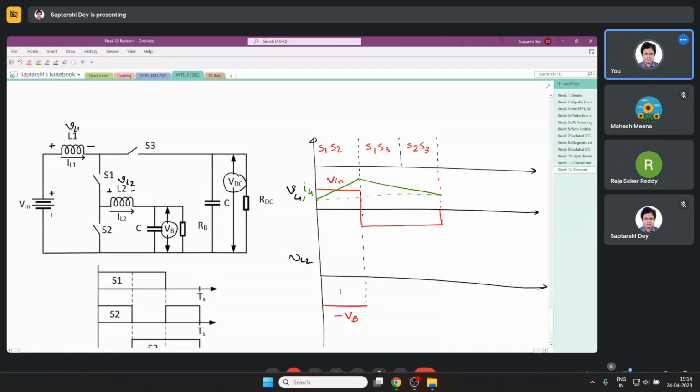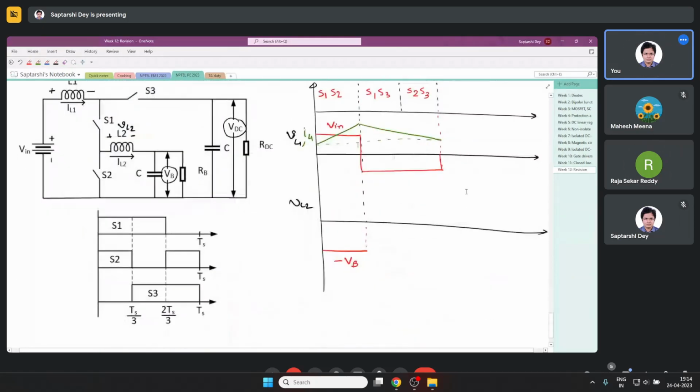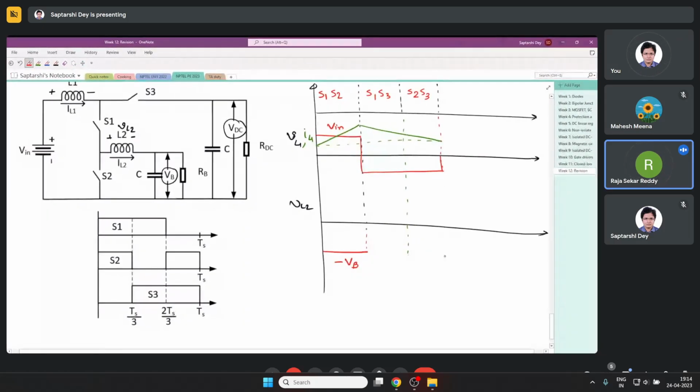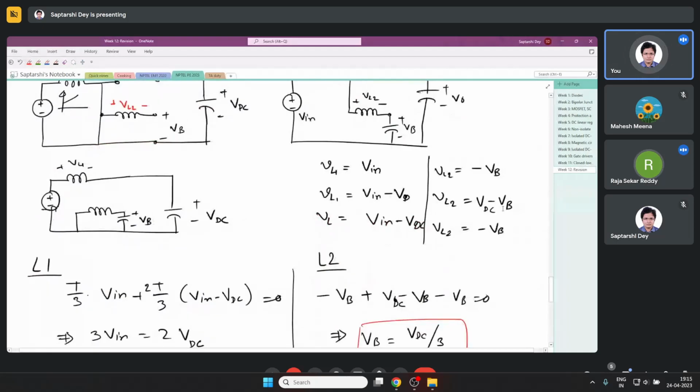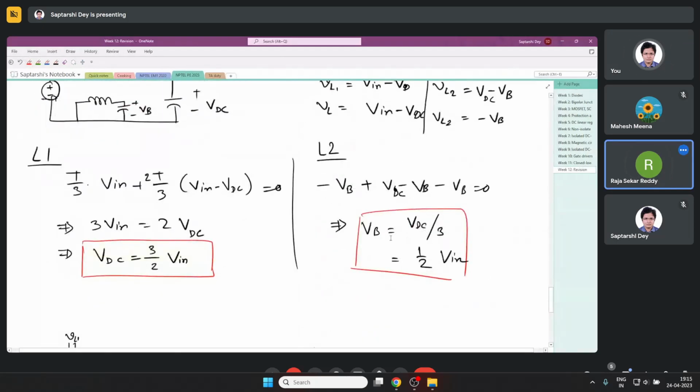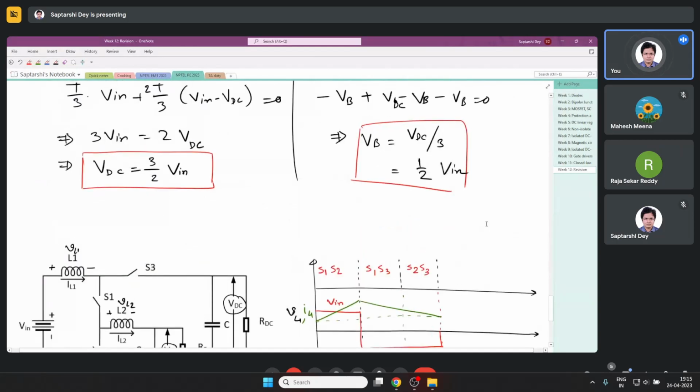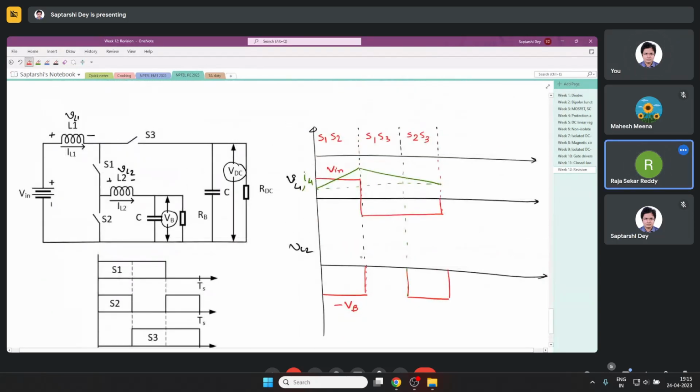And for VL2, it was minus VB here and minus VB there. So, sorry, like this. So this must be a positive voltage. Just look at it once. VDC minus VB. So VDC is 3 times VB. So VDC minus VB is positive. So if you draw the current in VL2, sorry, in the inductor 2, it will be like this.